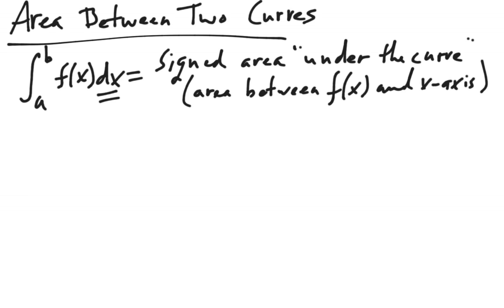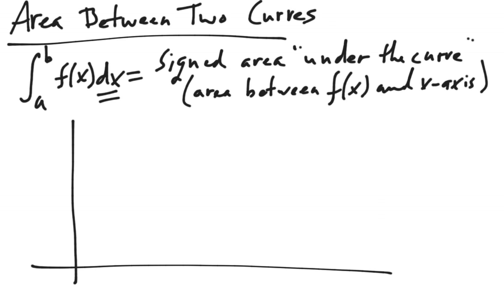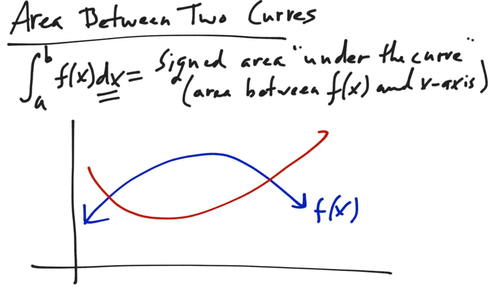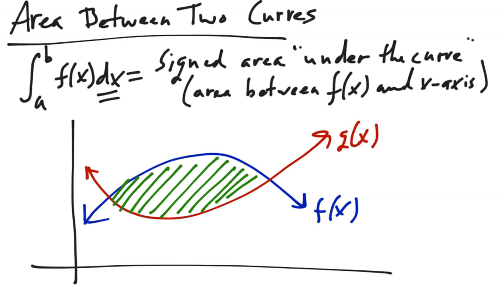So the question now is, let's say that we have two functions. Let's say that we have f of x in blue, here it is, and g of x in red, like this. What we want to do is find the green area, which is trapped in between g of x and f of x. g of x and f of x have two intersection points, here's one and here's the other. Those are going to be the a and b values that we're going to use to set up our integral.